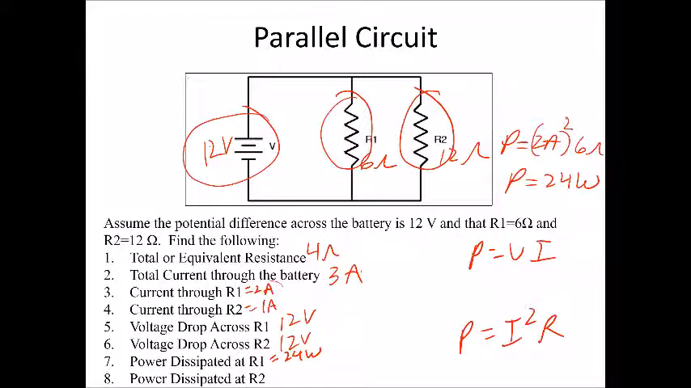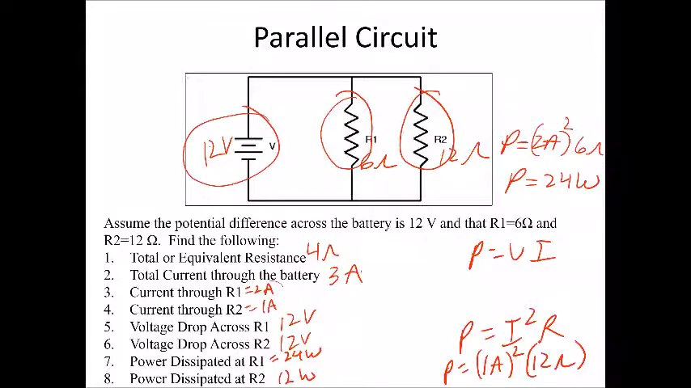And then at number 2, P equals I squared R. So P equals, through number 2, we have 1 amp of current. So 1 amp squared times the resistance at number 2, which is 12 ohms. So 1 squared is 1 times 12. We get 12 watts of power being dissipated at resistor number 2.